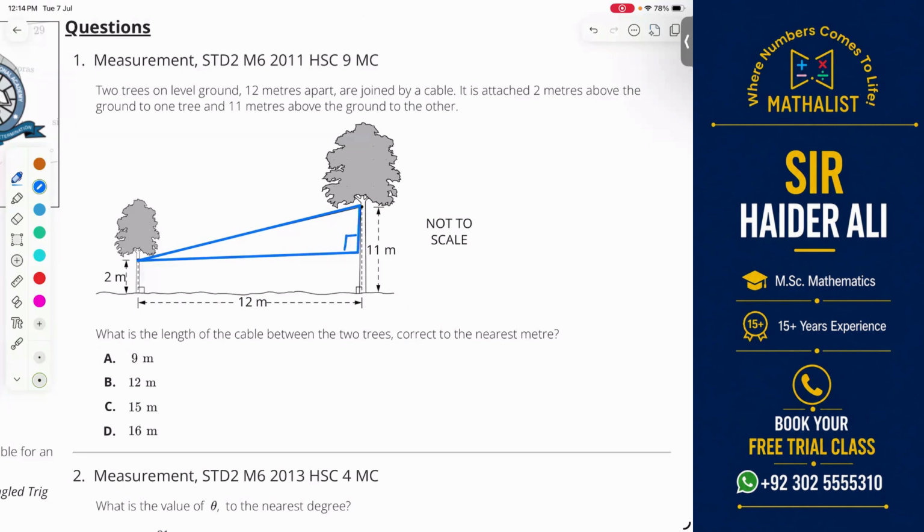Yes, the bottom will be 12 and this one will be 9 meter, because the total is 11 and this one is 2. So this one will be subtracted and we have to find only this length, which is 9.